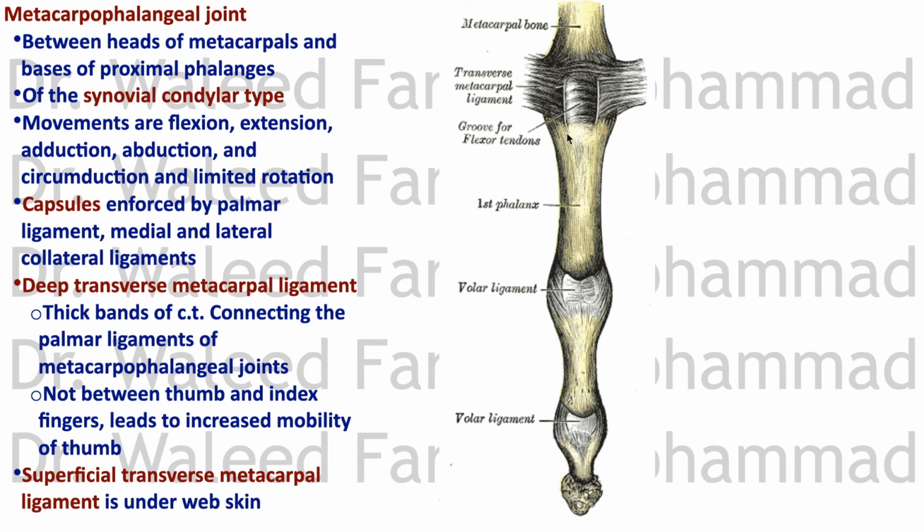Okay. The deep transverse metacarpal ligament, the one we talked about earlier, joins the metacarpophalangeal joints together. The superficial transverse metacarpal ligament is in the skin webs between the fingers. The deep transverse metacarpal ligament is not between the thumb and index. It's deficient there to allow for free movement of the thumb.